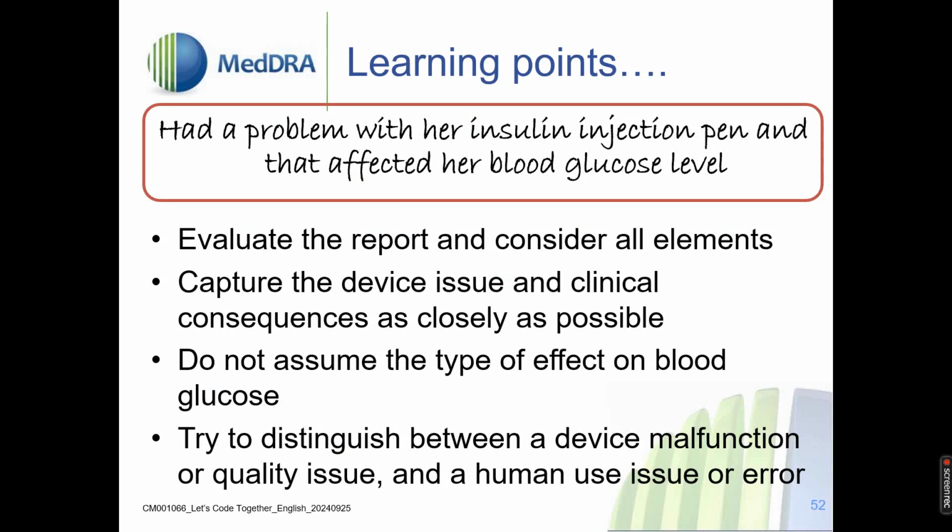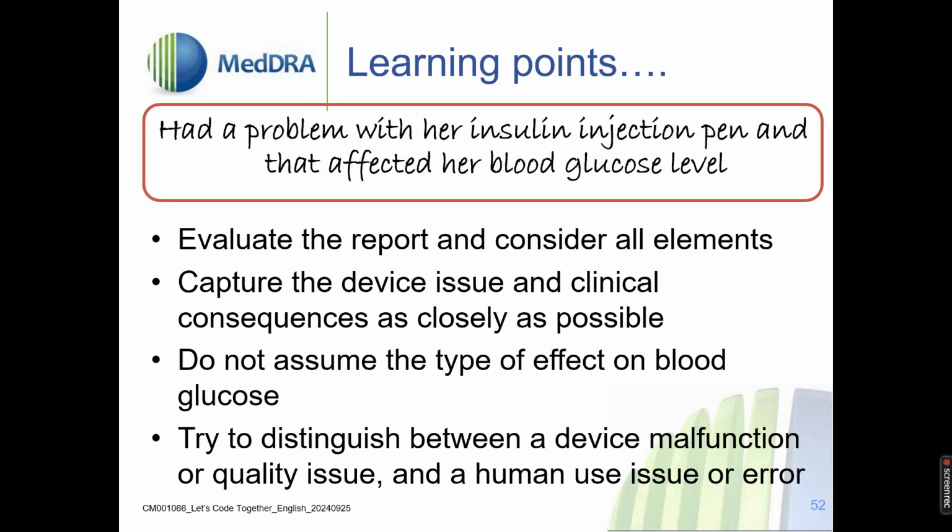So our learning points: I would evaluate the report and consider all the elements. And this comes to split coding again. Capture the device issue and the clinical consequences as closely as possible. Report as reported without assumptions.